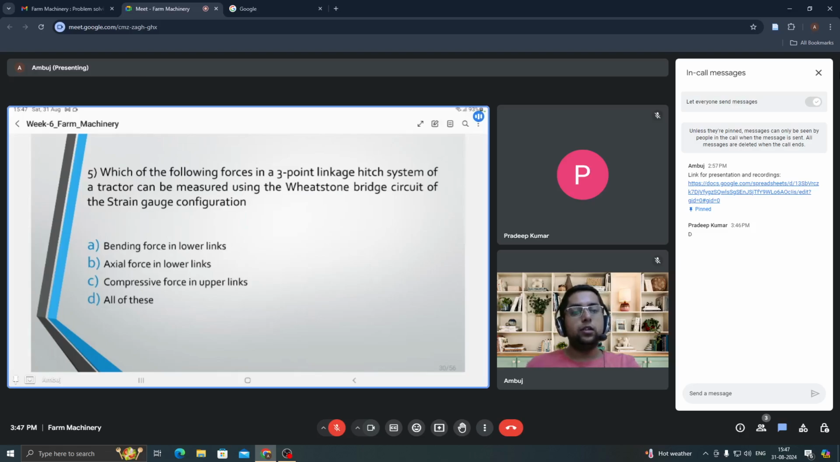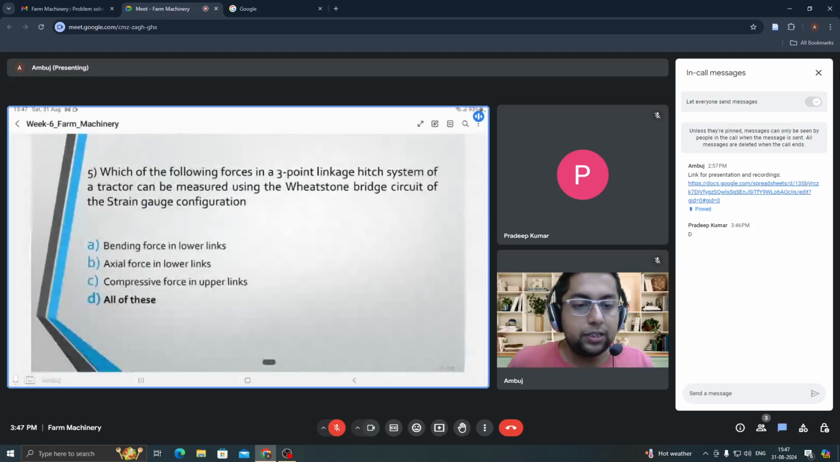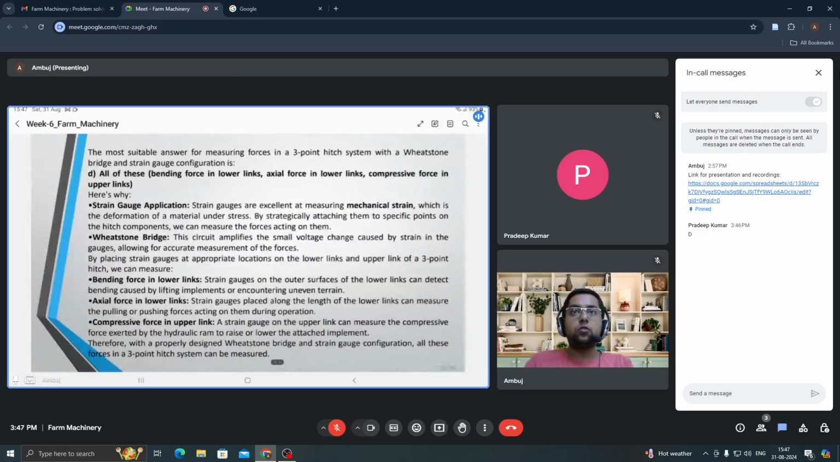D. Good. Very good. It would be D only. Okay, all of these. Yes, see for yourself. I'll just give you the correct explanation. All of these would be correct. Binding force in the lower link, axial force in the lower link, compressive force in the upper link. All can be measured using the Wheatstone bridge configuration.